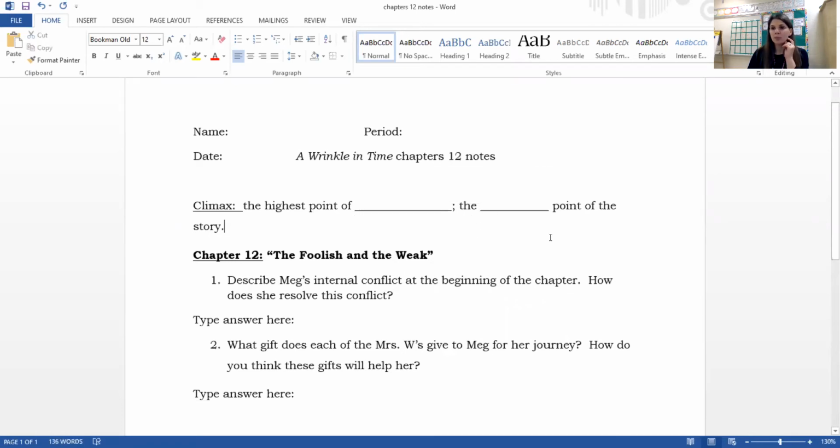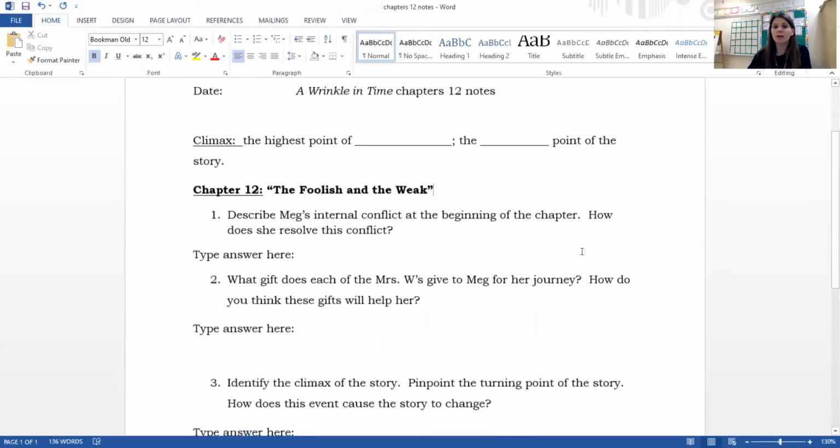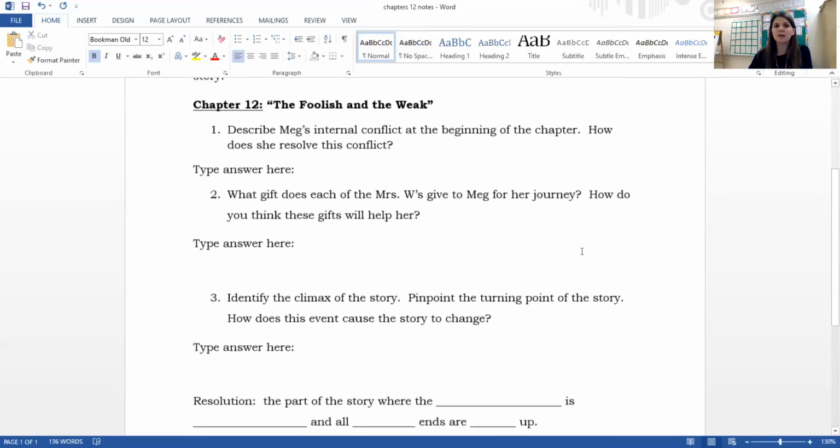The blank point of the story, and this is the part that I just talked about. I like this definition because it's the easiest way to pick it out, especially if it's not a very intense story, and that would be the turning point. The turning point of the story when things begin to change. All right, we have 3 questions before we get to our next set of notes. So let's take a look.